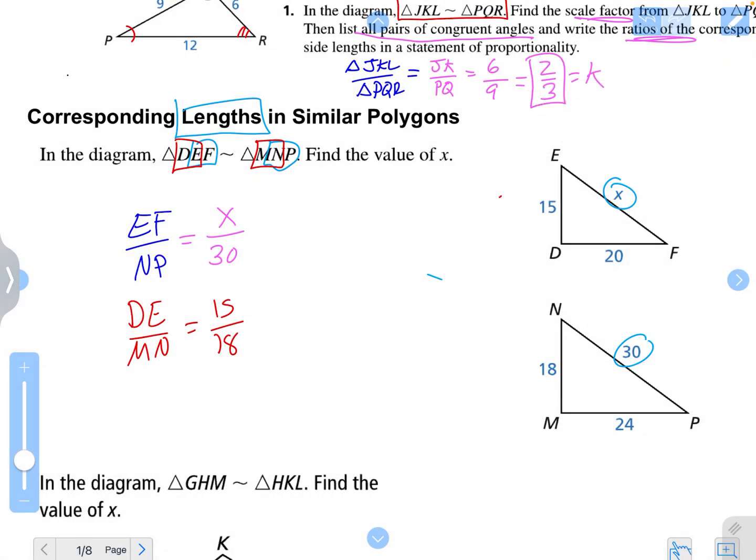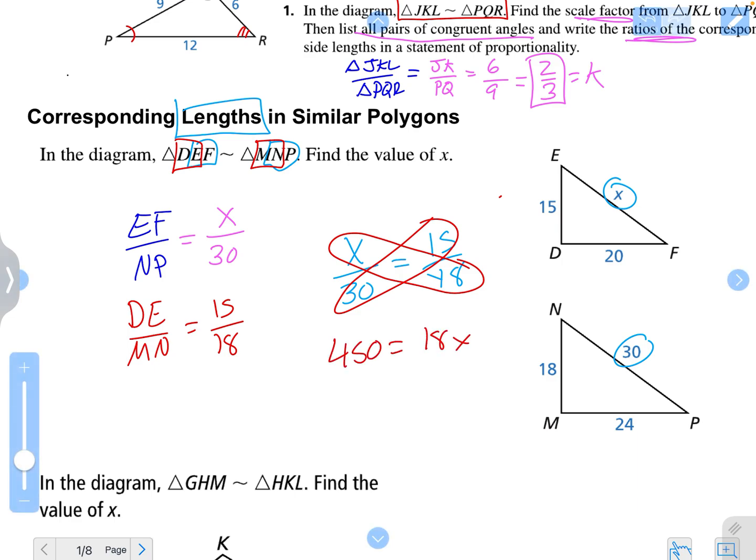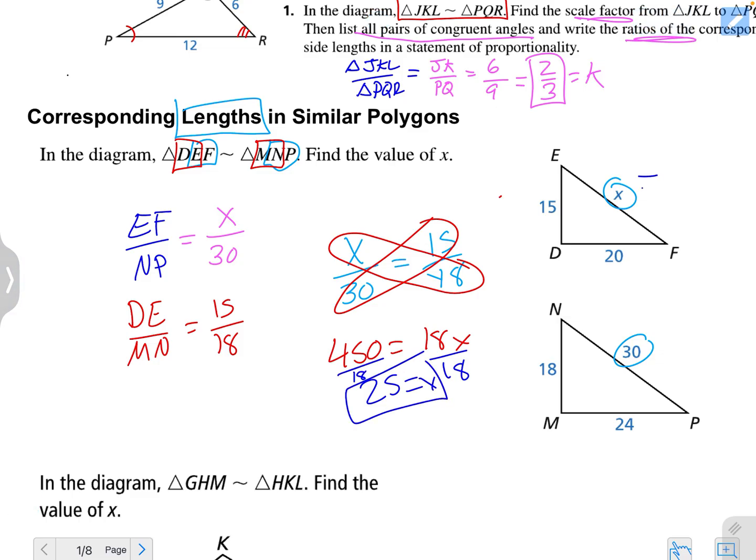We said earlier that sides are proportional. What we mean by that is if we set our two scale factors or our two sets of sides equal to each other, then we know that they should equal each other. So this is where we cross multiply and divide. Real quickly, we do 30 times 15, and we get 450 equals 18x, and then we divide by 18, and we get 25 equals x. So side x equals 25.